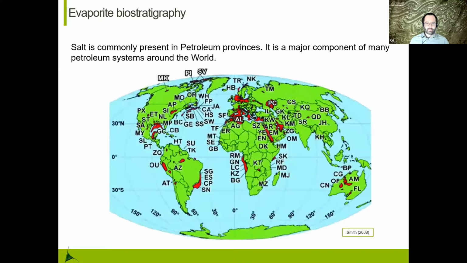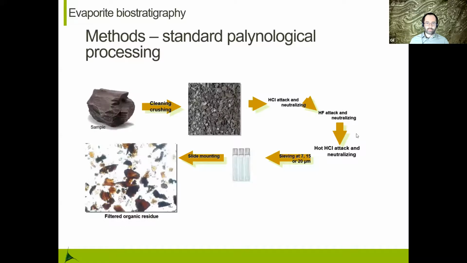So for normal palynology, this is what you use. You take a sample, crush it, and then you do two types of acid attacks, hydrochloric and hydrofluoric acid. With that, you get rid of the carbonates, and then you get rid of the silicates. And by then, you've got rid of most of the minerals. So you get an organic residue, then there are a few more steps, sieving and stuff like that.